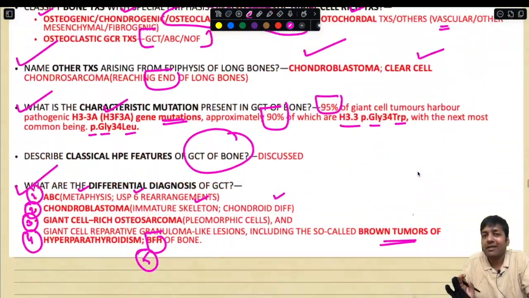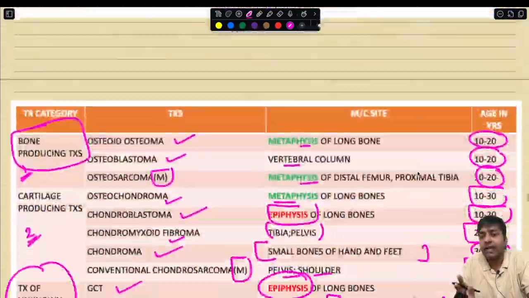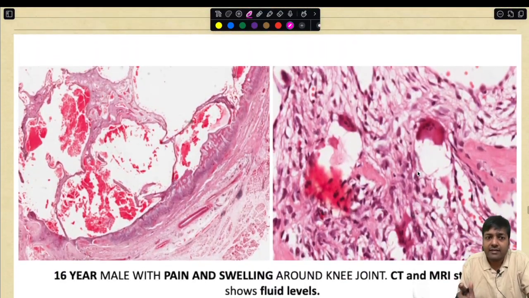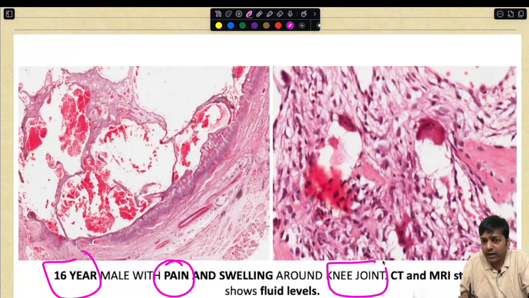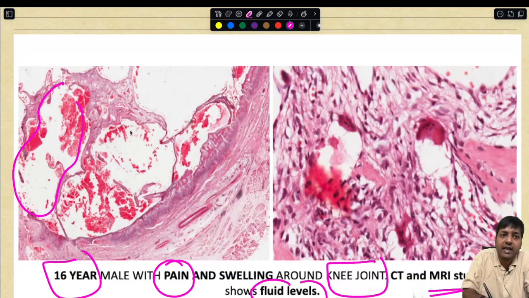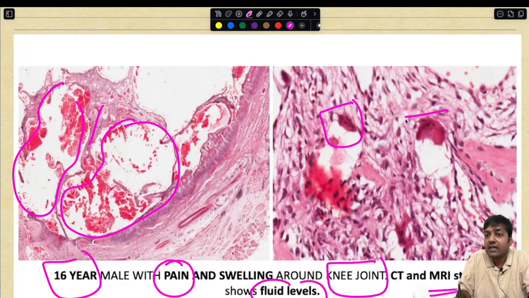So with this, we have discussed case number 26. Now we are going to go to the second important case, case number 27. What is this case? Let us see. It is a 16-year-old male with pain and swelling around the knee joint. CT and MRI show fluid levels. So it is a classical case of an aneurysmal bone cyst. You can see that there are multiple cyst-like areas, and these cyst-like areas are separated by fibrous septa, which contain certain spindle-shaped cells along with giant cells over here.